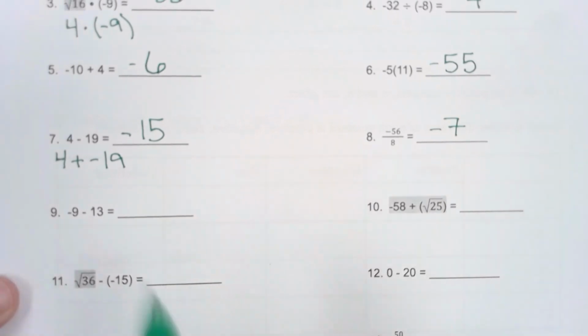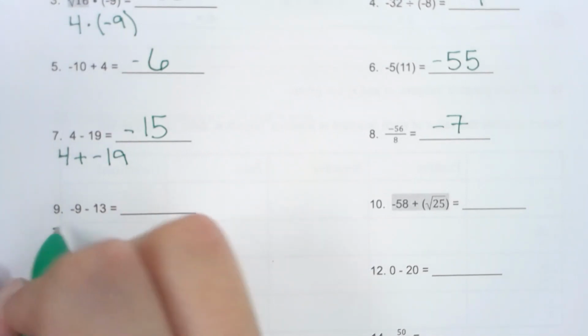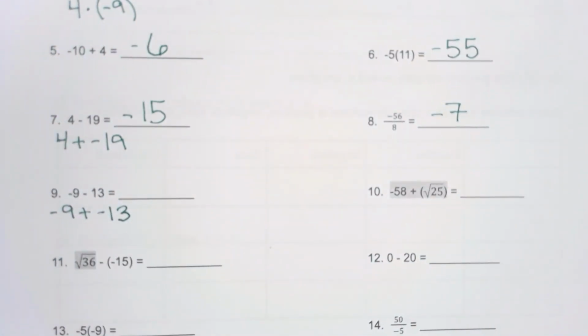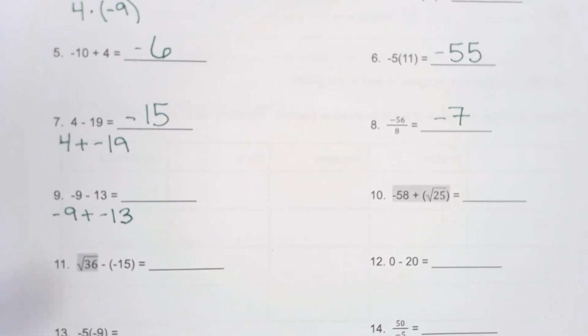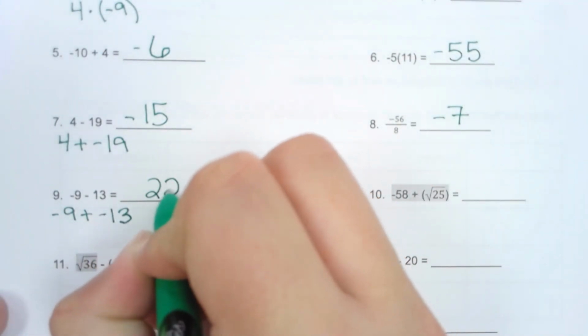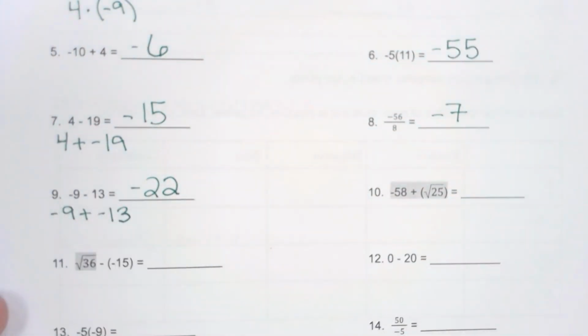Number 9, so I see subtraction, so I need to do my keep, change, opposite. So keep -9 the same, change subtraction to addition, and then opposite of a positive 13 is a negative 13. And then you just go back to your adding integer rules. So I have same signs, so since I have same signs, that means I'm going to add like normal. So 9 plus 13 is going to give me 22. And then you keep the sign of those numbers, so since they were both negatives, it's going to be a negative.